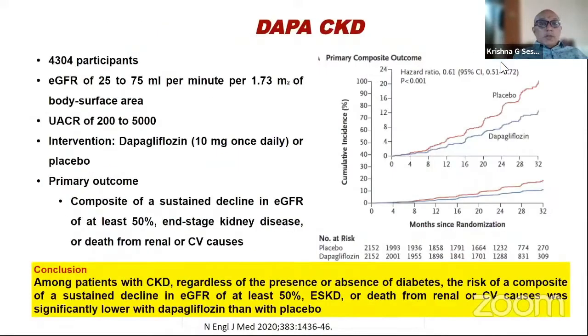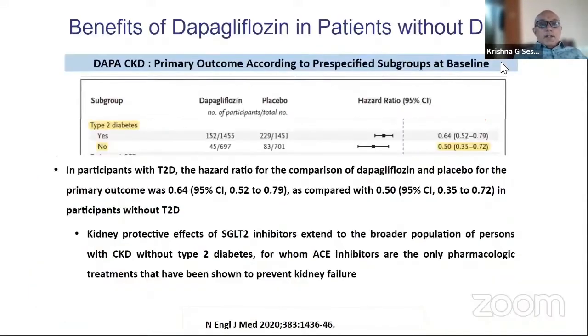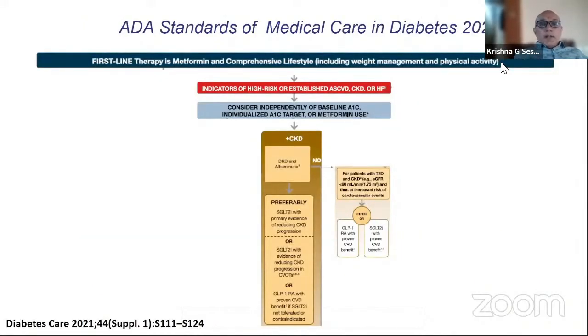And the primary outcome in this particular study, which was a combined endpoint of a sustained decline of EGFR of 50%, end-stage kidney disease, and death from renal and CV causes, you will realize that irrespective of the patient being diabetic or non-diabetic, in the presence of proteinuria, there was clearly benefit for the patient. And that is why today, if somebody has CKD and albuminuria, the drug of choice is an SGLT2 inhibitor with evidence for reducing CKD progression.